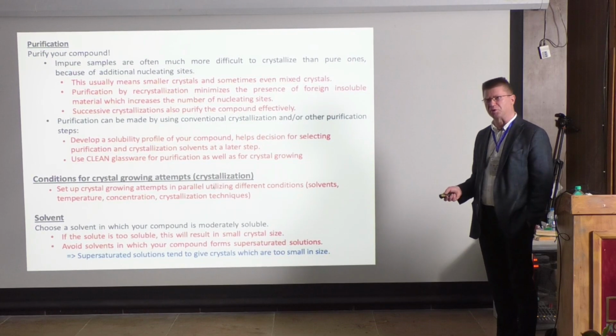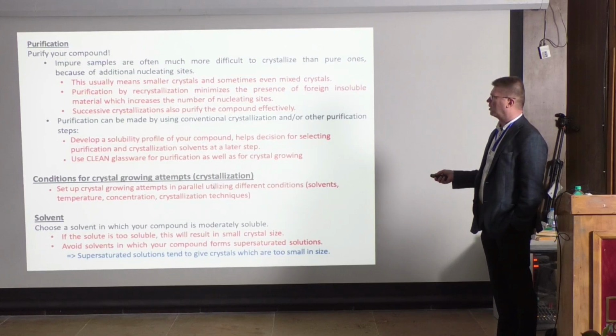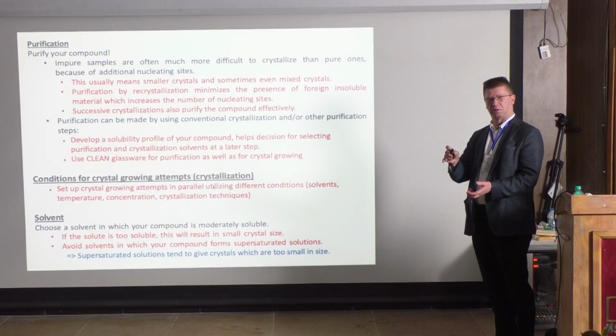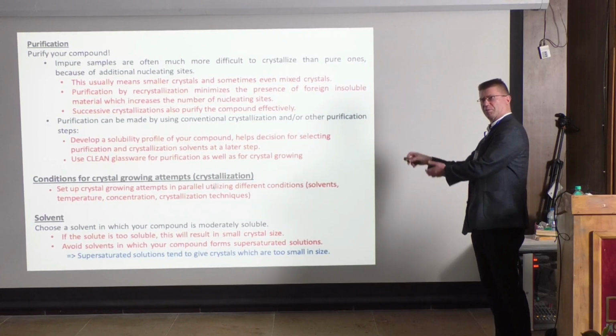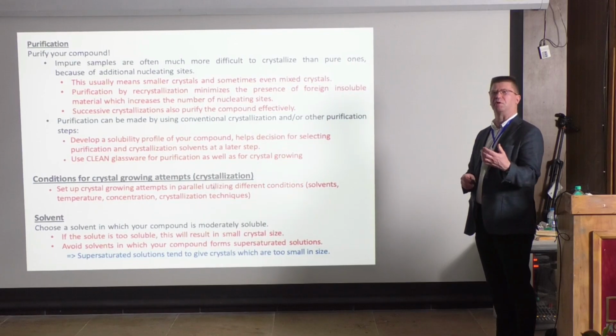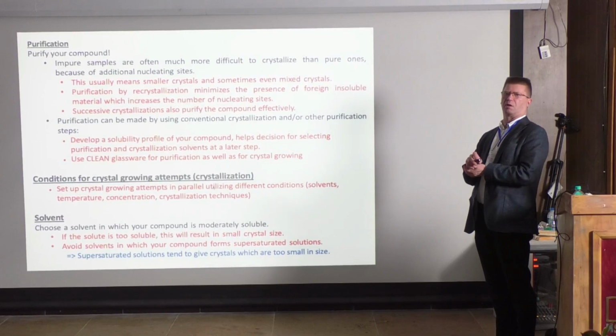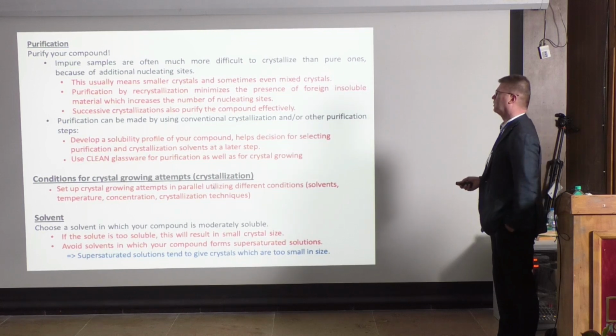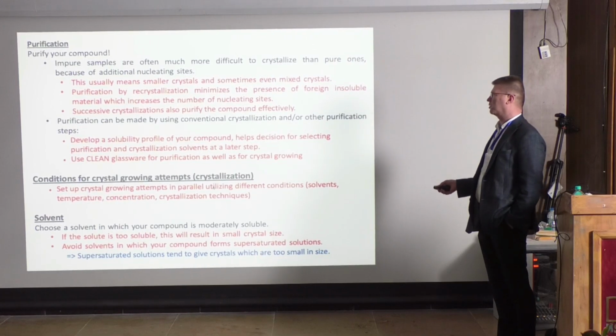By doing successive crystallizations, like we do in organic chemistry, we purify the compound. We dissolve it, crystallize fast, get the crystalline material, separate it, dissolve again, and repeat. In this way, typically the impurity stays in solution and we get a pure product. This is one of the easiest ways to purify materials. You can also do conventional or other purification methods.